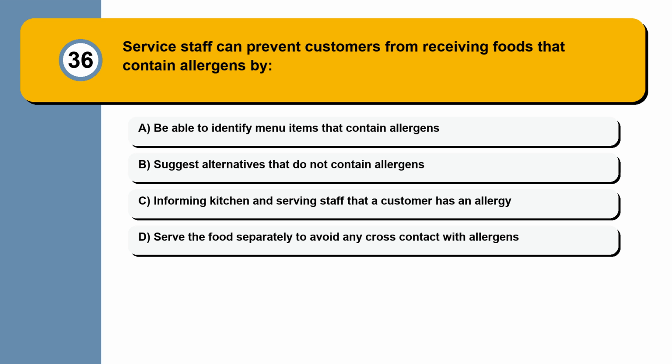Question 36. Service staff can prevent customers from receiving foods that contain allergens by being able to identify menu items that contain allergens, suggesting alternatives that do not contain allergens, informing kitchen and serving staff that a customer has an allergy, and serving the food separately to avoid any cross-contact with allergens.